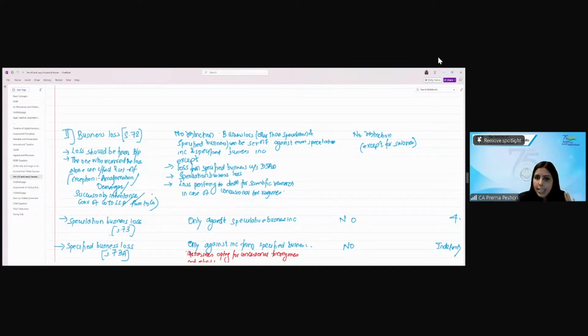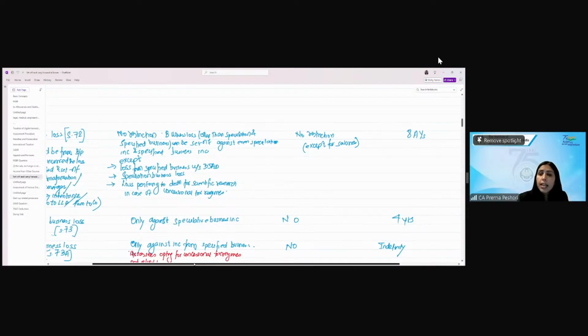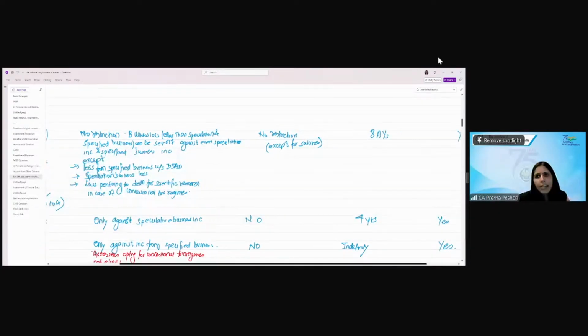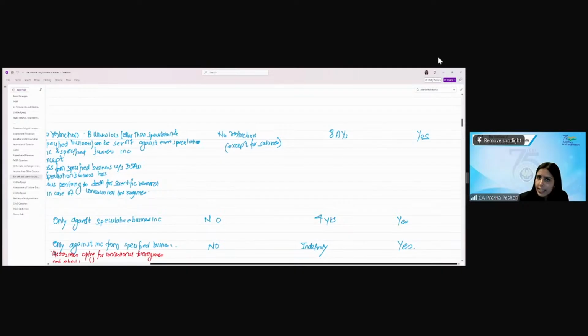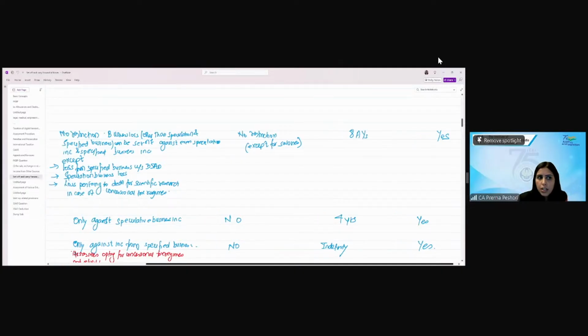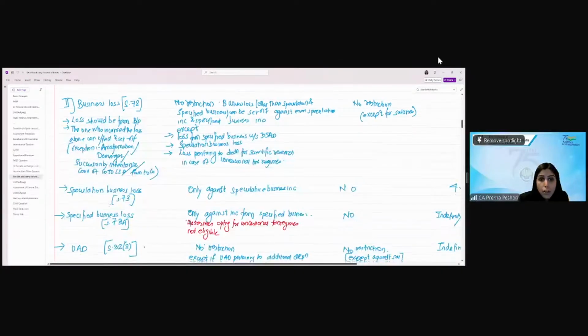Right? Then, in case excess is there, can you set off against the other head? Yes, you can, except for salaries. And this can be carried forward for the period of 8 years, subject to filing the return of income on time. Speculation business loss can be only set off against the speculative business income.